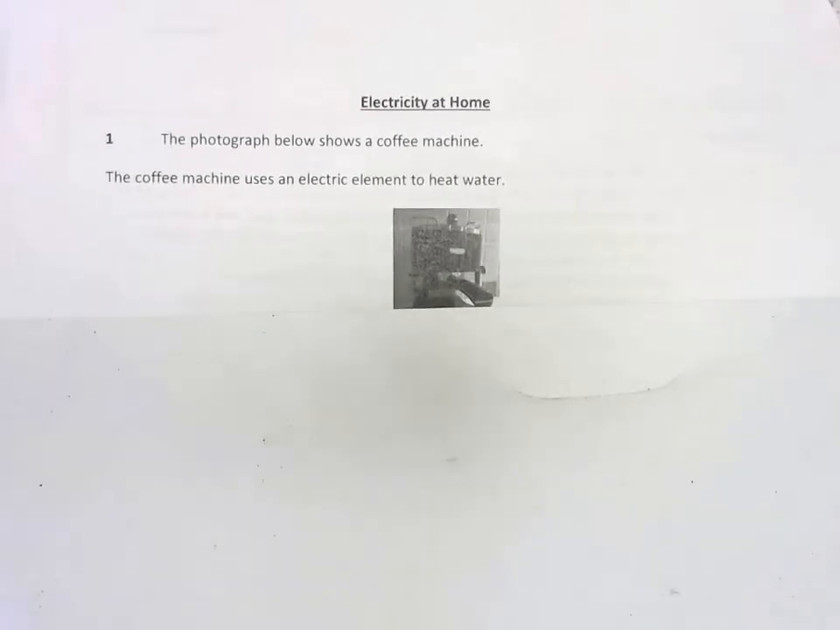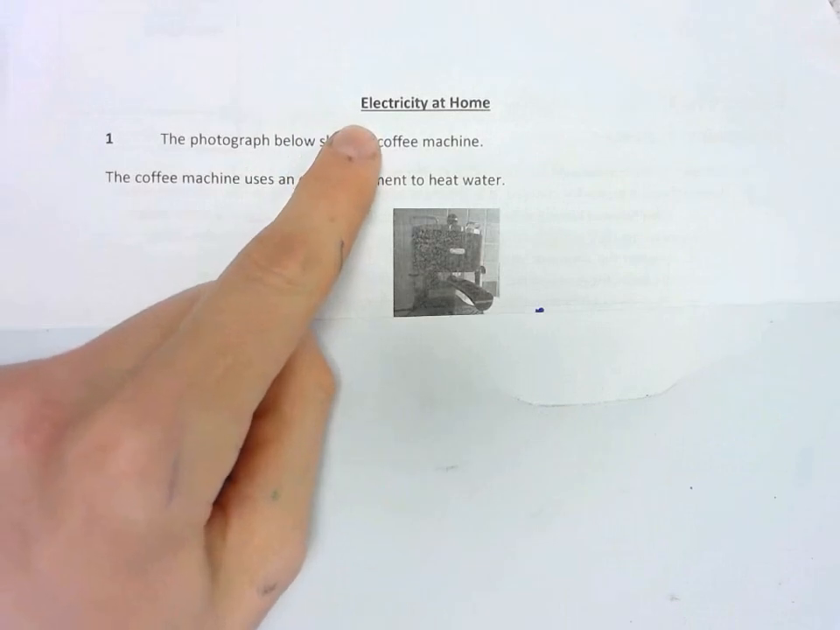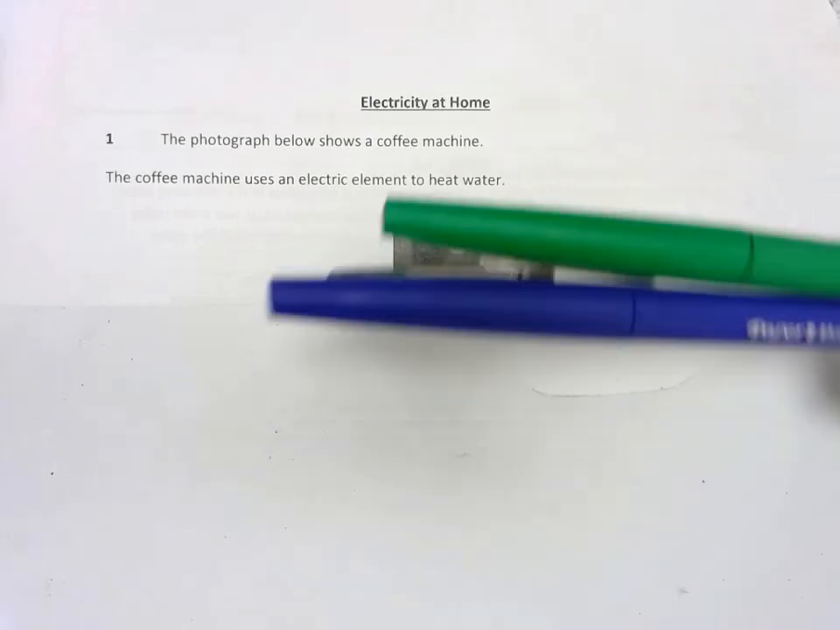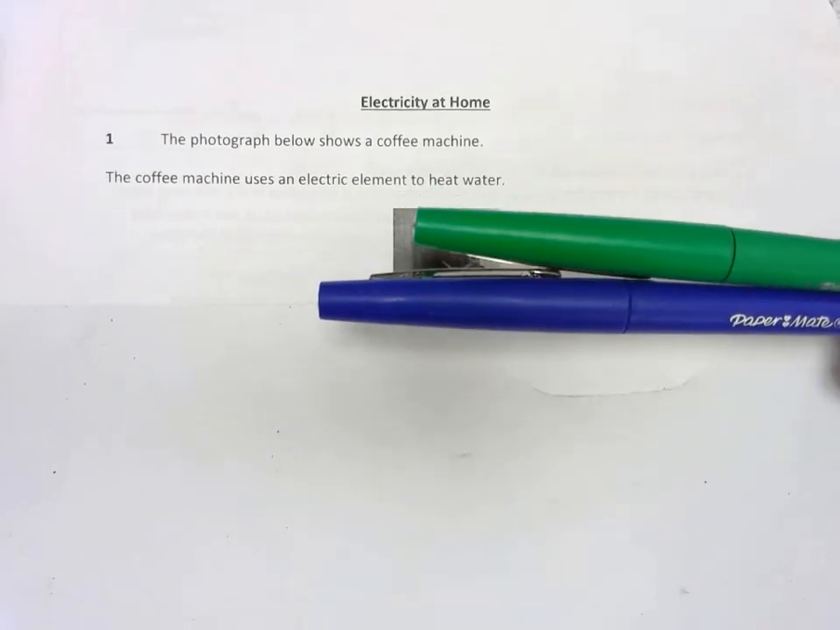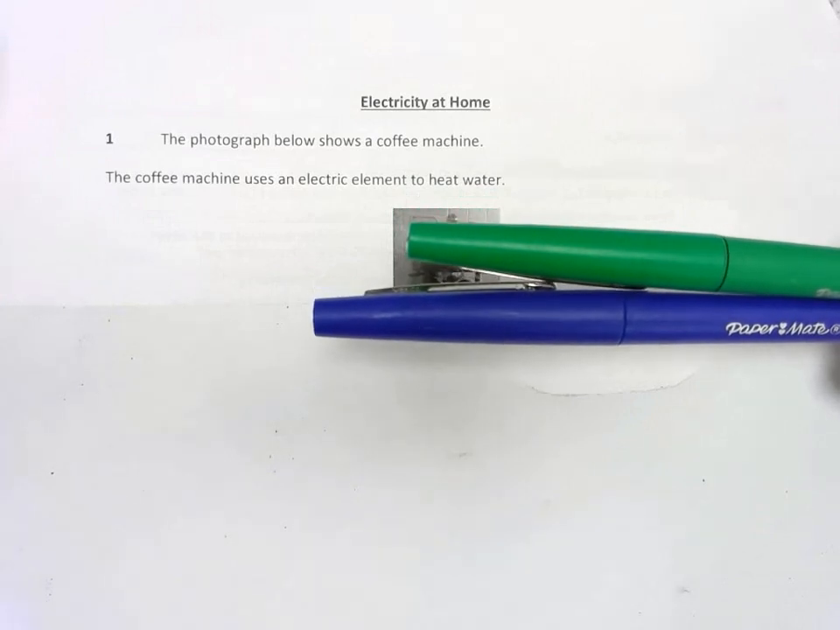Hello, in this video we're going to go through the mark scheme for the electricity at home exam, which you should have done for homework earlier this week. You're going to need a green pen for additions and corrections and a blue pen to make any annotations.